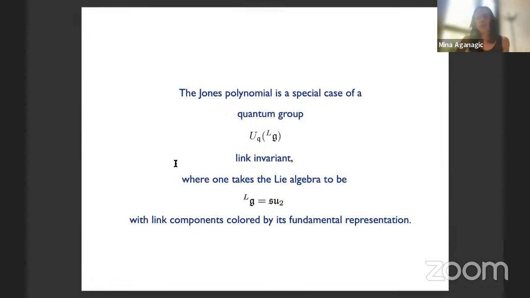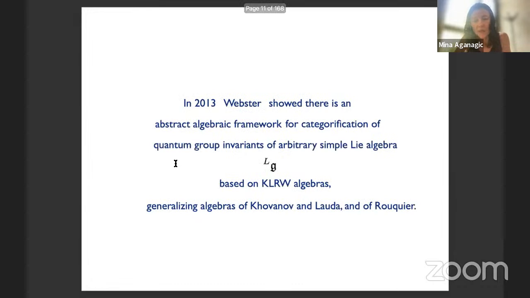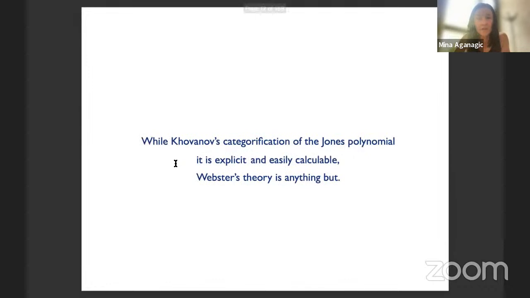The Jones polynomial is a special case of a quantum group link invariant where one takes the Lie algebra to be SU(2) with link components colored by its fundamental representation. In 2013, Ben Webster showed that there's an abstract algebraic framework for categorification of quantum group invariants for an arbitrary simple Lie algebra, based on what are called KLRW algebras, generalizing algebras of Khovanov, Lauda, and of Rouquier. While Khovanov's categorification of the Jones polynomial is explicit and easily calculable, Webster's theory is not.